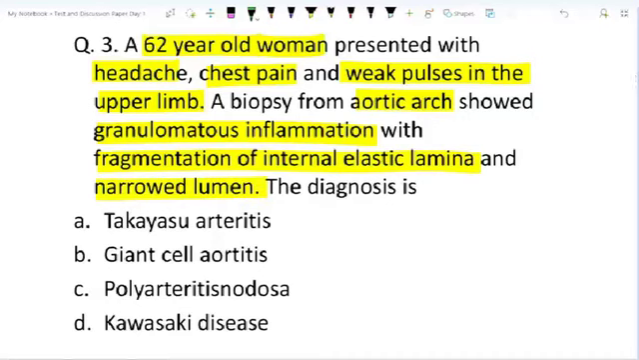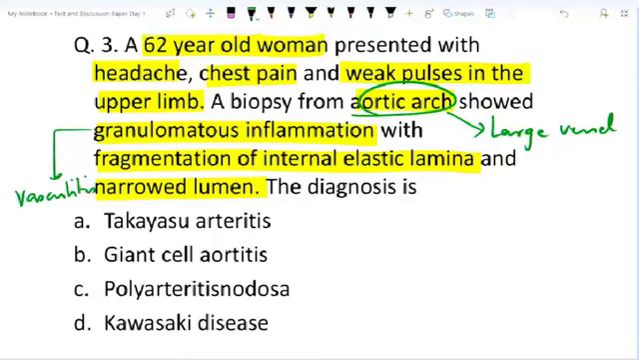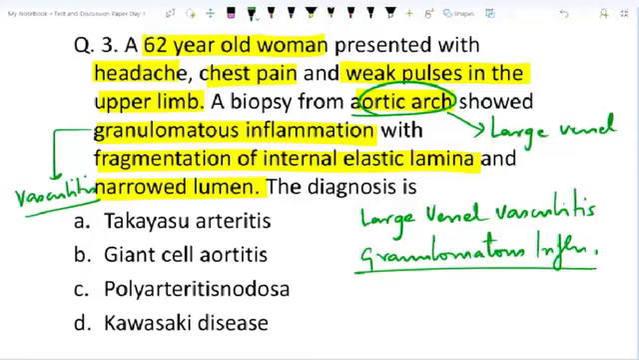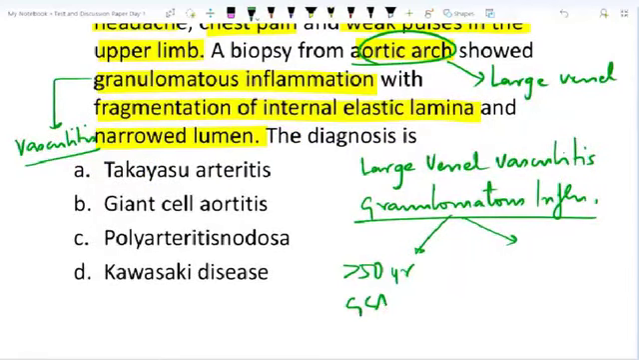So till now, with this information, you should be clear that it's the aortic arch, so it is a large vessel, and it is granulomatous inflammation, so we are looking at some kind of vasculitis. We know that large vessel vasculitis usually presents with granulomatous inflammation. And as I always say, once you come till here, you just have to look at the age of the patient. If it is more than 50 years, it is going to be giant cell arteritis. If it is less than 50 years, it is going to be Takayasu arteritis. This is a very crude way of approaching this question, but it will get you the answer.